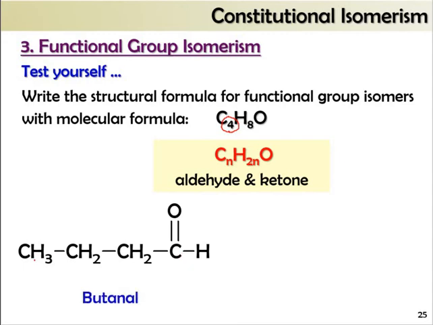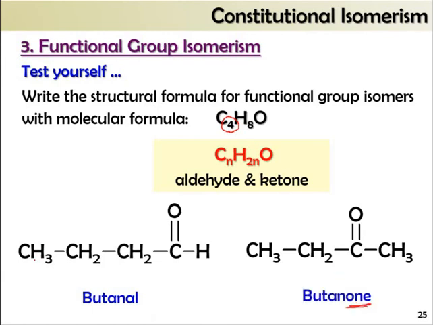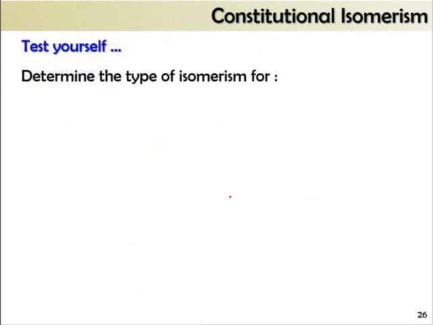And then for ketone, okay, ketone, we put C double bond O. And then at least dia ada CH3 dekat sini. Okay, tapi sebabkan kita ada 4 carbon sahaja kan. So, dia boleh jadi CH2CH3 di sebelah kanan or pada sebelah kiri. Okay, so we have 4 carbon. Okay, it is butanone. Ada ONE, dia adalah ketone. Alright. So, determine the type of isomerism for C6H12.